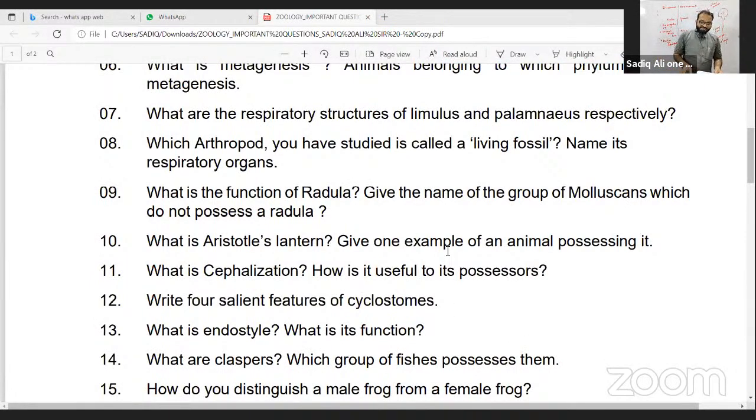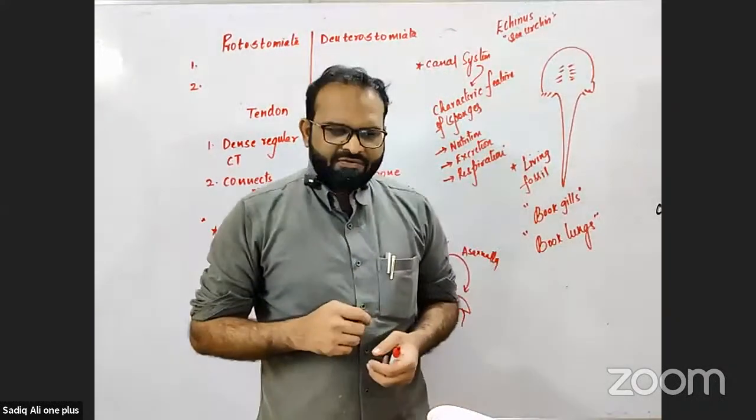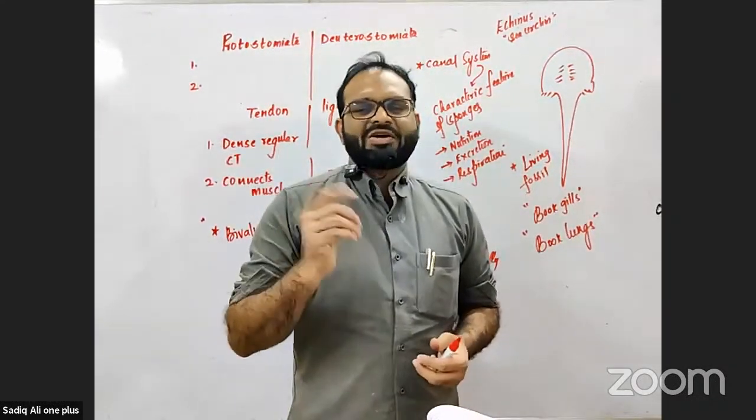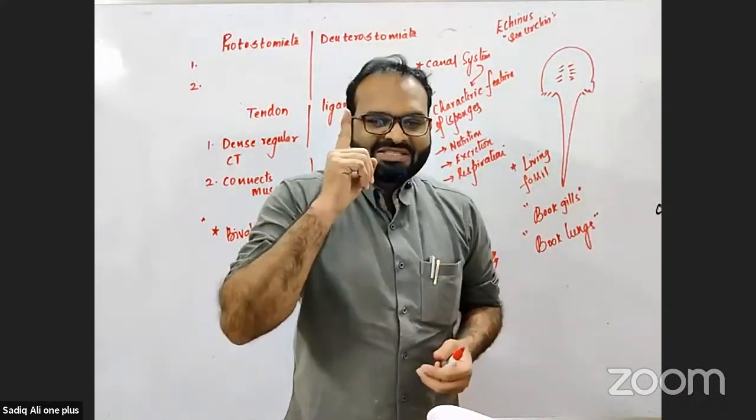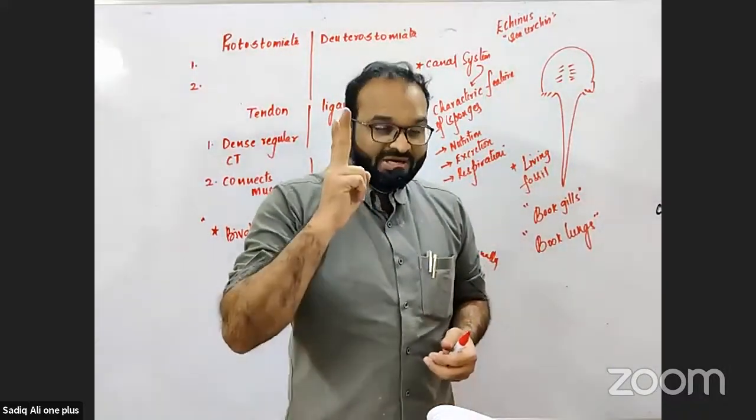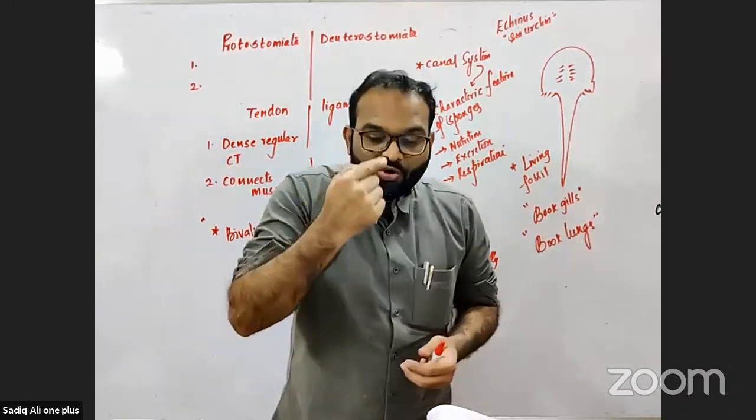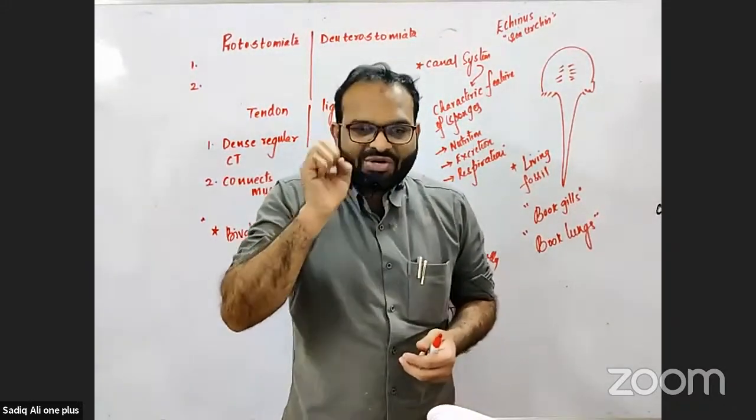Write 4 salient features of cyclostomes. Again, students, this is from phylum Chordata. Very simple. You have learned this a lot for NEET from NCERT. Cyclostomes, first point, jawless fishes. Second point, tongue bears horny teeth. Third point, mouth is round and suctorial.